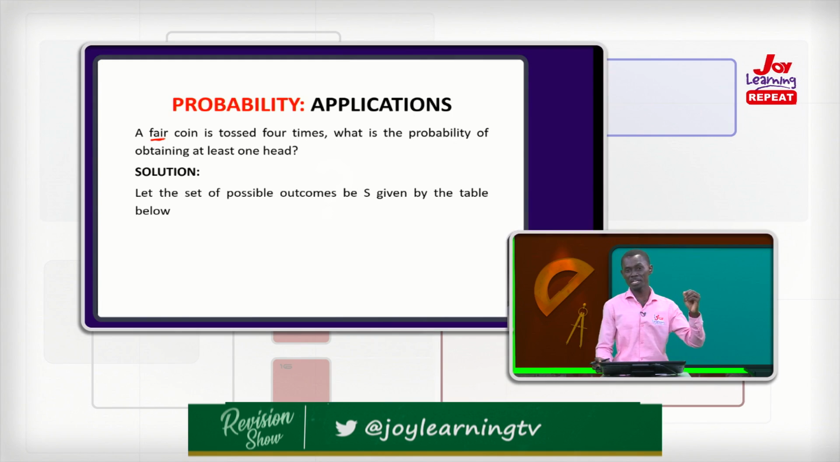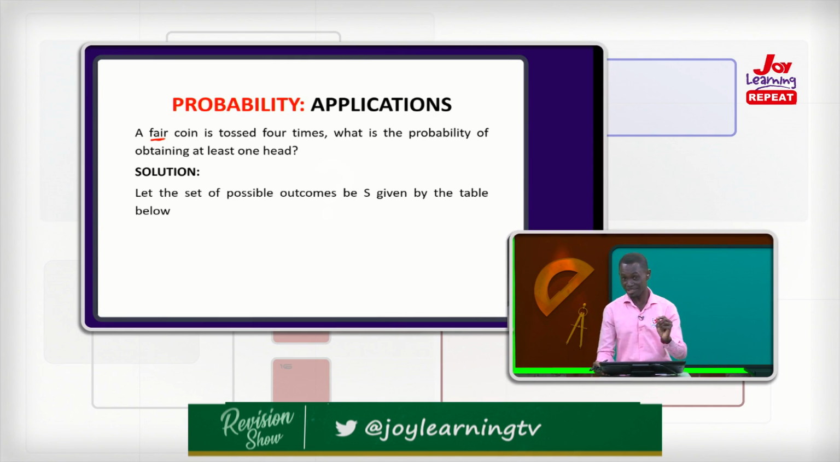So if a coin is tossed five times, outcomes will be 2 to the power 5. Are you getting the trick now? It's not 10. It's not 2 times 5. 2 to the power 5 is not 2 times 5. It means 2 times 2 times 2 times 2 times 2. Good.